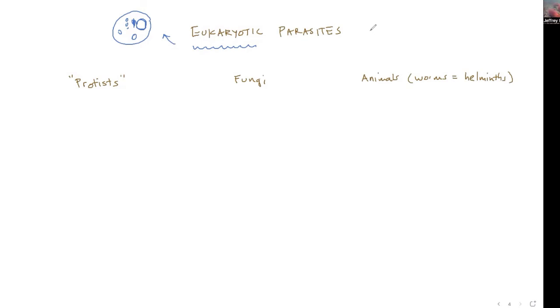But parasites that are eukaryotic, first of all, we call them parasites if they're eukaryotic. We generally don't call bacteria parasites. We call them pathogens. Viruses, we call them viral agents or sometimes pathogens. But we generally reserve the term parasites for those microbes that are eukaryotic in nature, right?